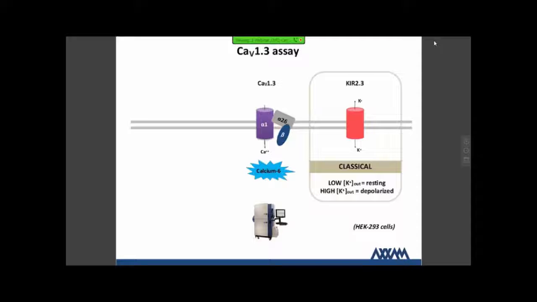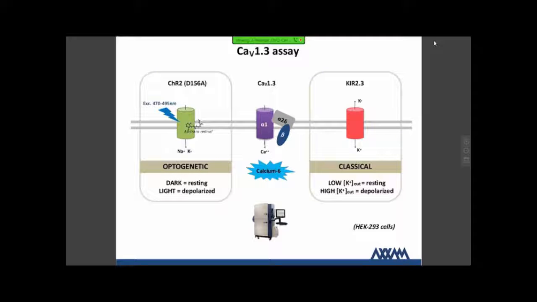So this Cav2.3 channel can also be used to modulate the Cav1.3 channel by using a classical potassium protocol, let's say, approach. So when the cells are kept in low extracellular potassium, the membrane voltage will be very low and the Cav1.3 channel will be in a resting state. If you increase the extracellular potassium concentration, the Cav2.3 will allow potassium to influx and to depolarize the cells. So the Cav1.3 channel will be activated.